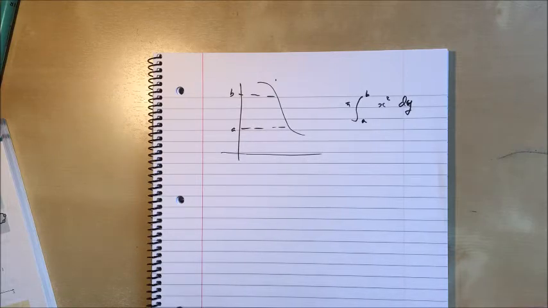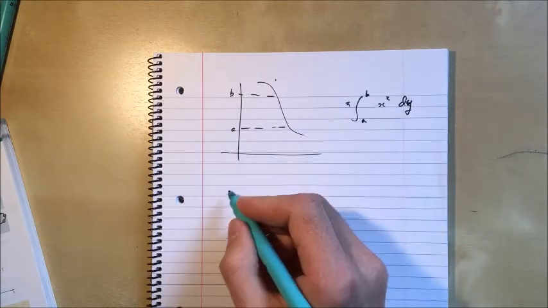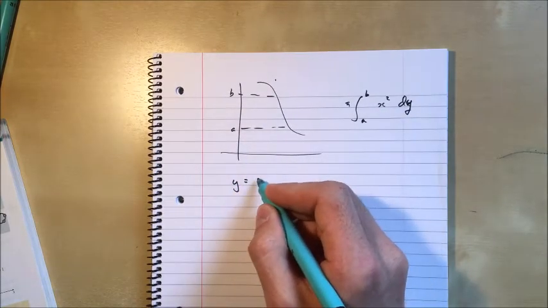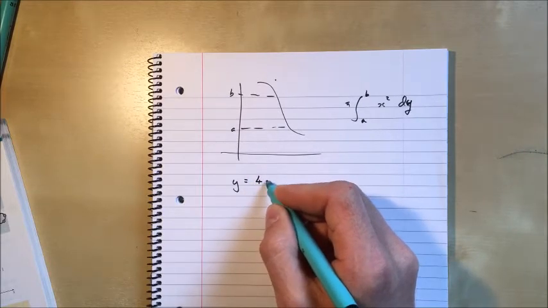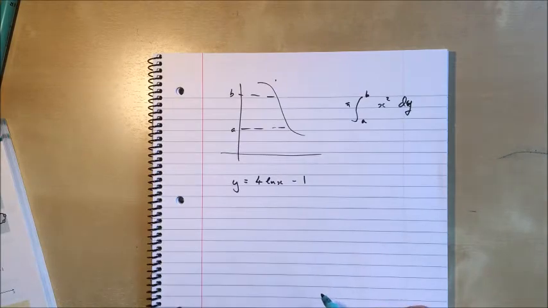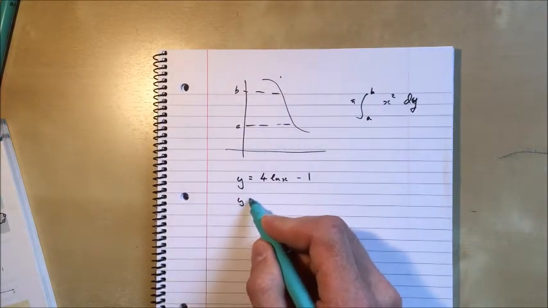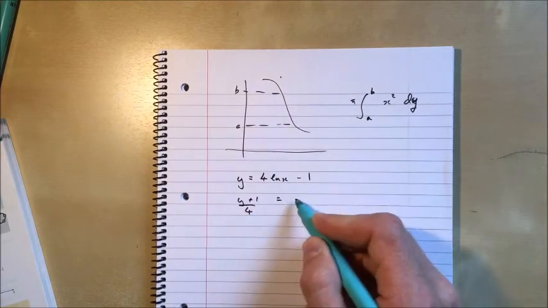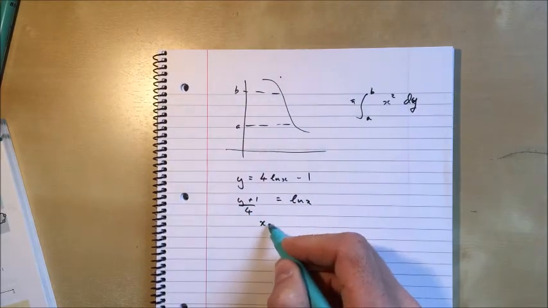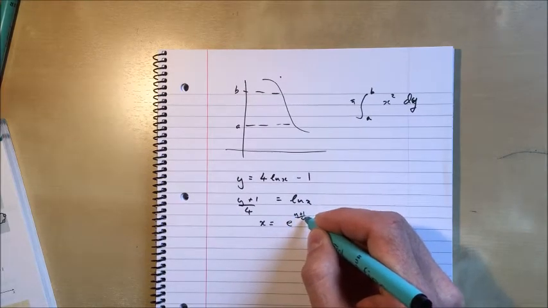Why do we need to have a whole extra section on it? Well, again, the function that we're integrating might not be a nice function, and as happened in the Core Pure 1 book, we're not usually given y in terms of x. So if we have this function y equals 4 times natural log of x, take away 1, then y plus 1 divided by 4 equals natural log of x. So x equals e to the (y plus 1) all over 4.